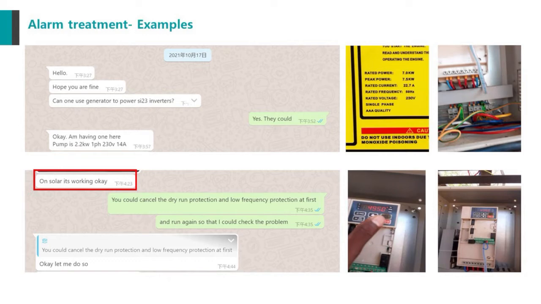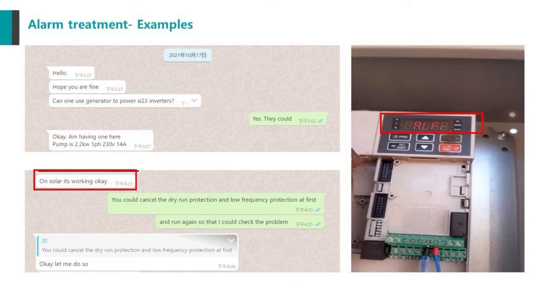So I suggested he cancel the dry run protection, the low frequency protection, and the minimum power protection, in case it covered the real fault, as I introduced just now. He informed me that he had already cancelled the protection and sent me the display video again. And we could find it is still A.LFR. As you can see, it still shows this alarm, and we all know that this is the low frequency alarm.